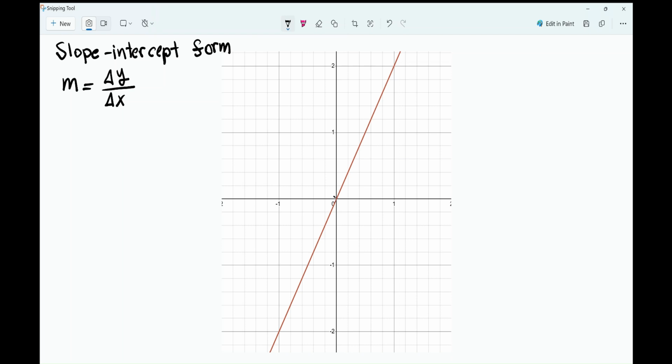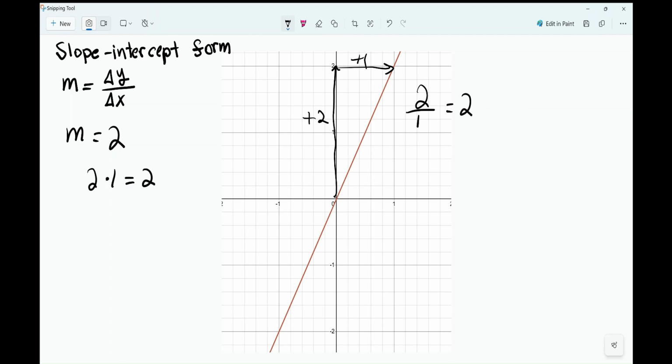What's the slope of this line? If you come right here, you will notice that you're going up 1, 2, so it's plus 2, and then over 1. So your slope is 2 over 1, which is 2. So what will happen if my x is 1? If I multiply my slope by 1, 2 times 1 equals 2, right? You will notice that my y is 2.